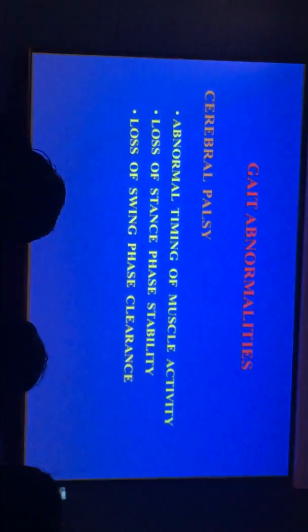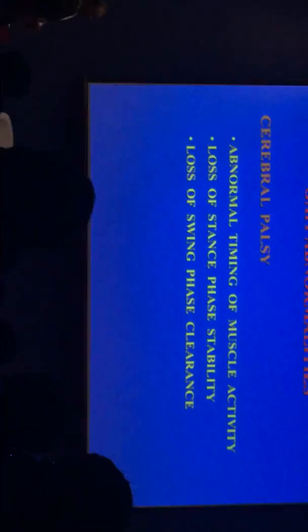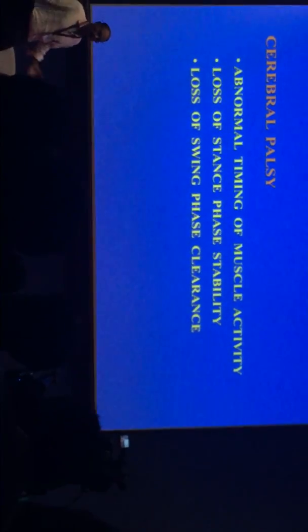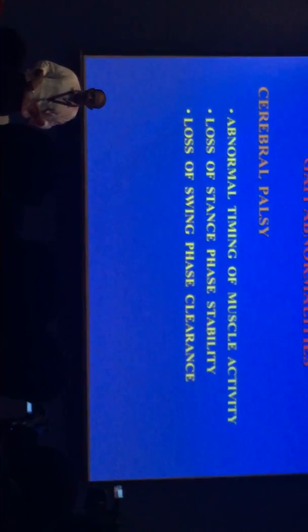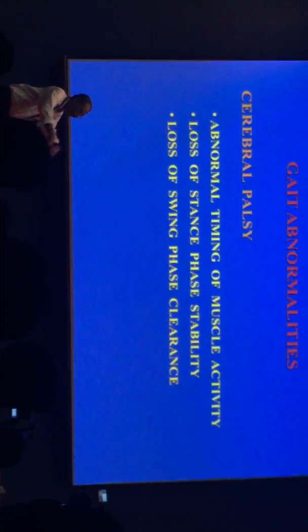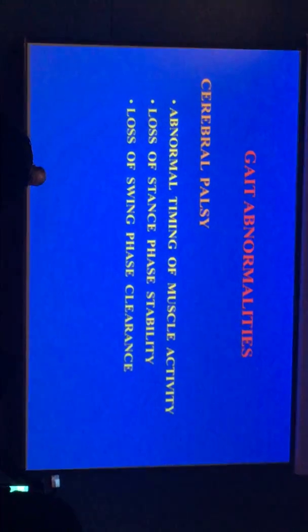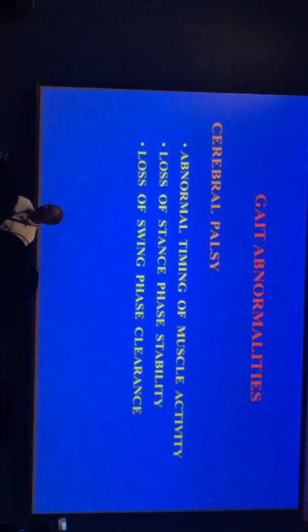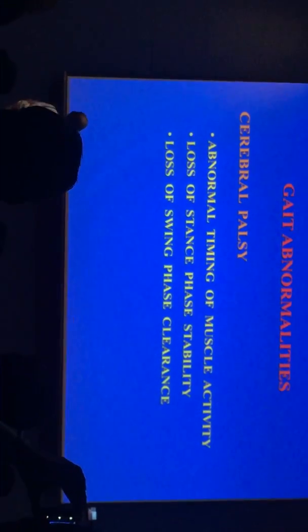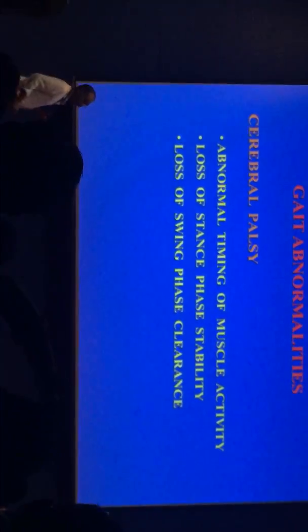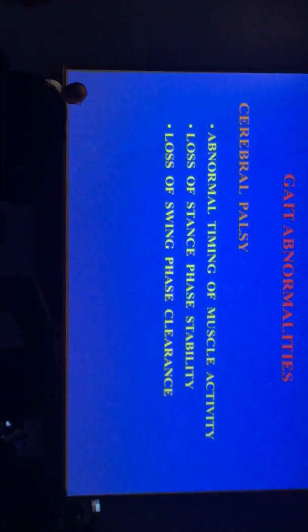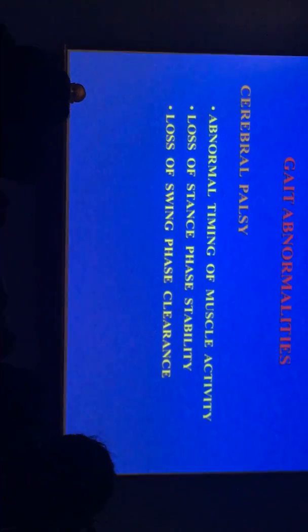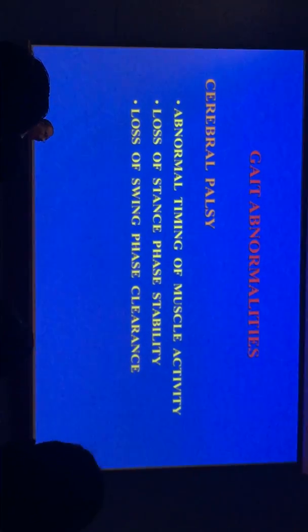Cerebral palsy, the problems are there is abnormal timing of muscle activity. So when you want the hamstring to relax, they don't relax. When you want the quadriceps to contract, they don't contract. When you want the dorsiflexors to act, they don't act. Are the plantar flexors active? Gastrocnemius is overactive. So that causes problems. There is a loss of stance phase stability, therefore they will crouch down. And there is also loss of swing phase clearance because of the equinus, the ground clearance is not there.